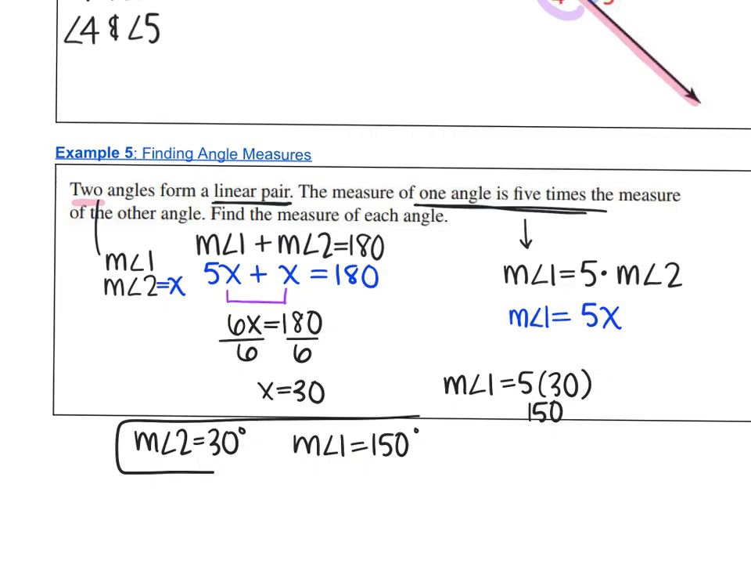Let's really quick make sure that those are a linear pair. 150 plus 30 is 180. They form a linear pair. One of them is 5 times the other one, so those are my two angle measures. So that's pairs of angles. We have supplementary, complementary, adjacent angles. We have linear pairs, and we have vertical angles. Make sure you know all of those vocab words, they're going to be really important, and go ahead and practice this then.